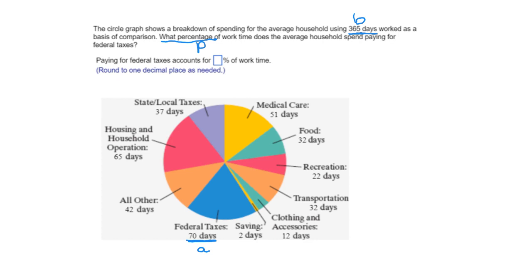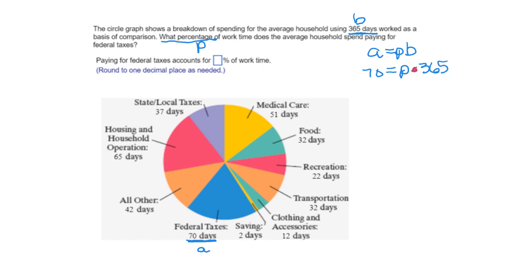All right, so then we're going to take our formula. And again, it's up to you. You can do the proportion or you can do the equation. Do the equation this time. A is equal to P times B. So I have 70 is equal to the percent times the base, 365.